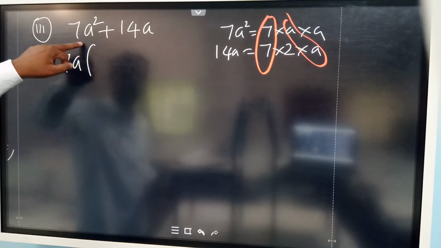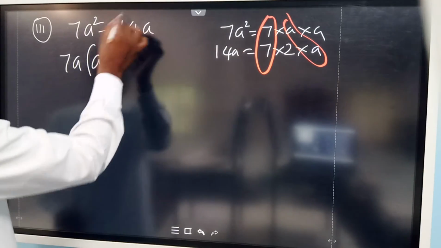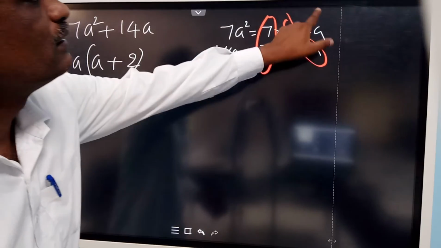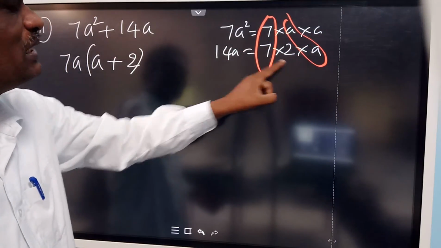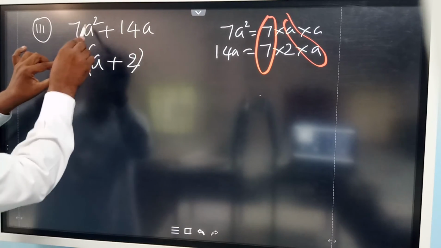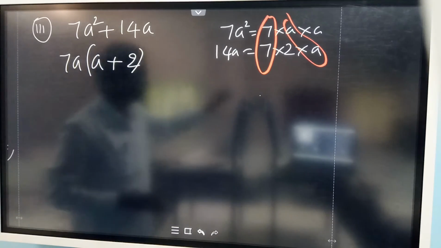If you take 7a common, what will remain in the first term? Only a. In the second term you will be left with 2. Therefore, a plus 2. If you multiply, you should get the same: 7a into a is 7a square, plus 7a into 2 is 14a.